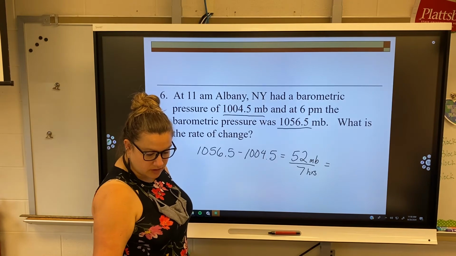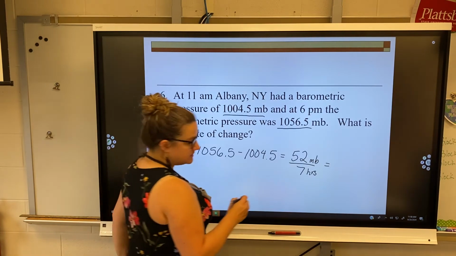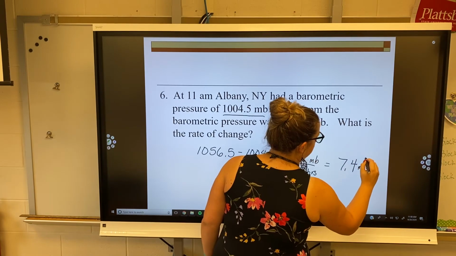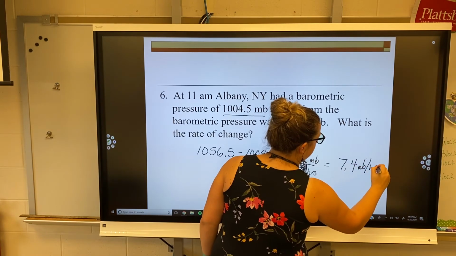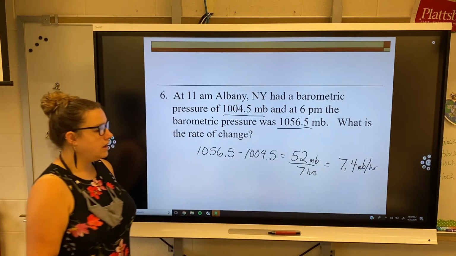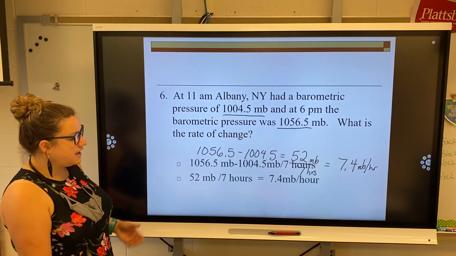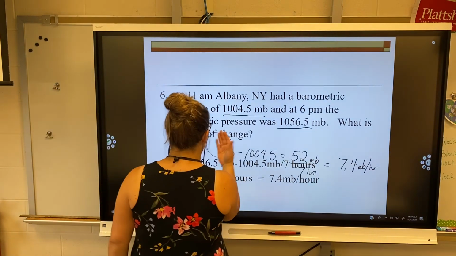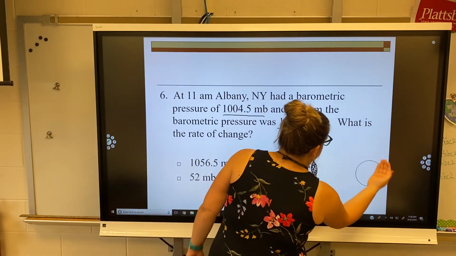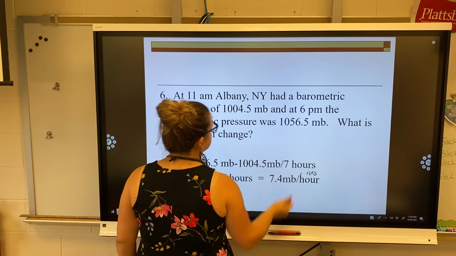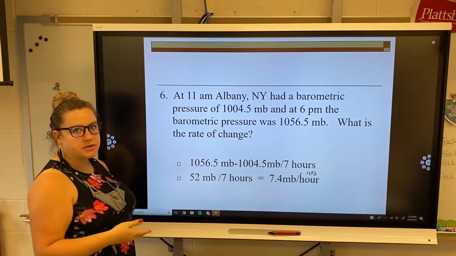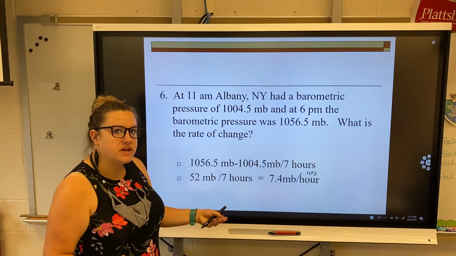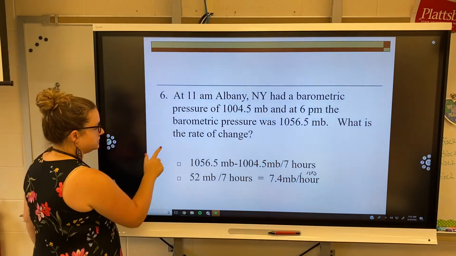I did that wrong. You get 7.4 millibars per hour. Hopefully I did it right. It looks like I did, 7.4 millibars per hour. So you can use rate of change for lots of different things. In this case, we used it for temperature over time. We used it for barometric pressure over time. There's lots of different ways that we can use it.